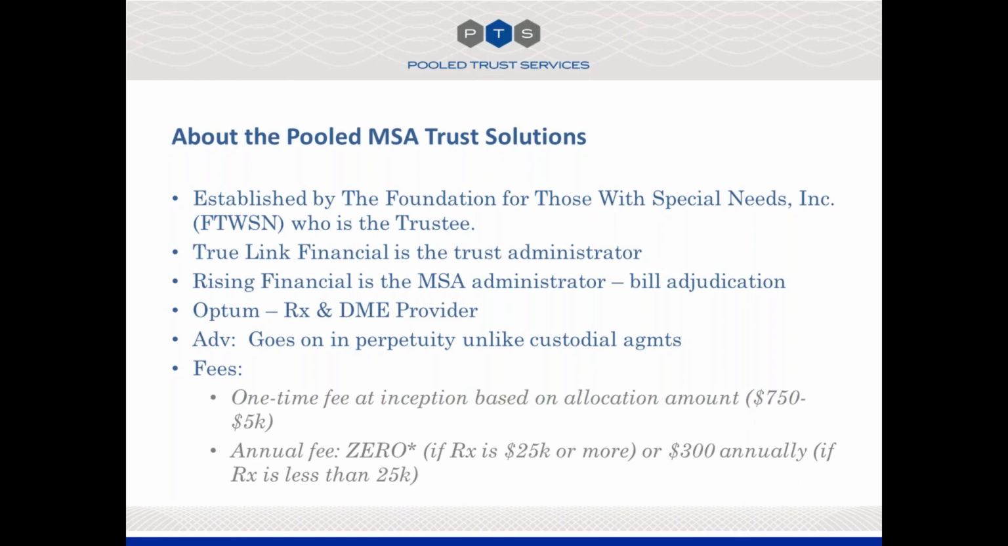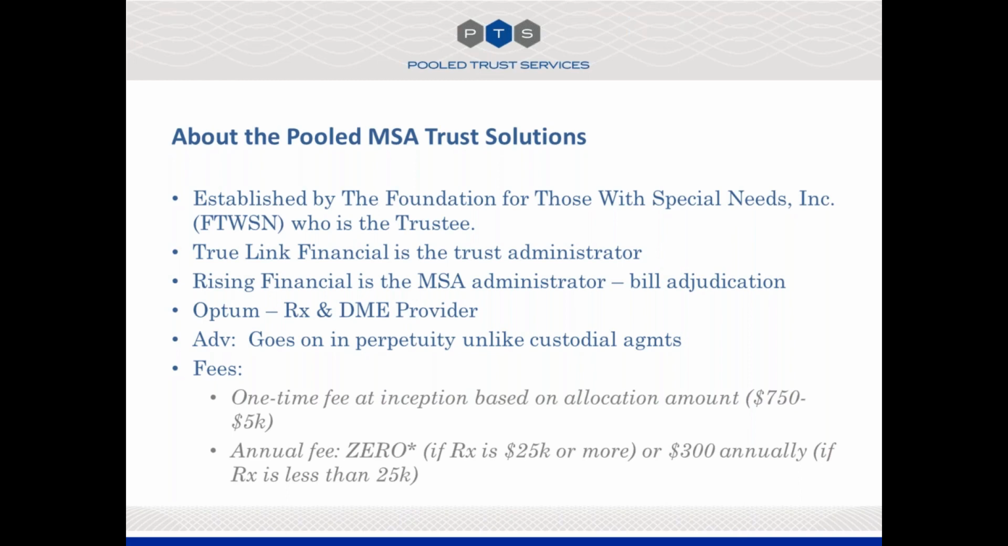Rising Financial is our MSA administrator, so they do all the bill adjudication, and Optum handles all of the prescription benefits. So when one of your clients joins one of our MSA pooled trusts, they're going to get cards for Rising and Optum, which they're going to give to their providers whenever they need services. So when they go to the pharmacy, they use their Optum card. When they go to the doctor, they use their Rising card. And all that is explained to them when they sign up for the trust, so that there's no confusion about which card to use when.